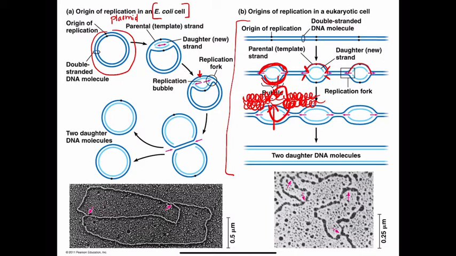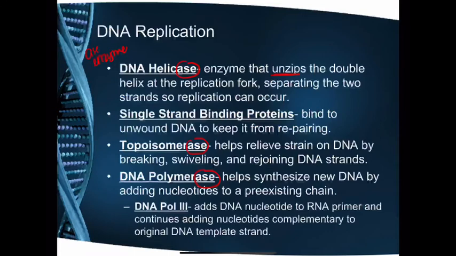And so what topoisomerase does is it comes in here and it cuts the strand and it unravels it a little bit in a couple of different places to loosen that strain on the DNA molecule, okay? So if you read here, it says it helps relieve strain on the DNA by breaking, swiveling, and then rejoining the DNA strands, okay? So it goes in, cuts it, unwinds it a little bit, and then puts it back together so that the DNA is not so wound up so tightly there, all right?